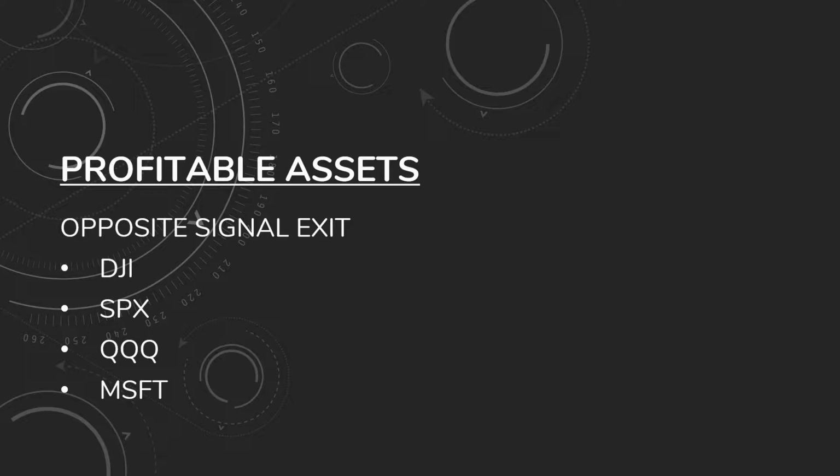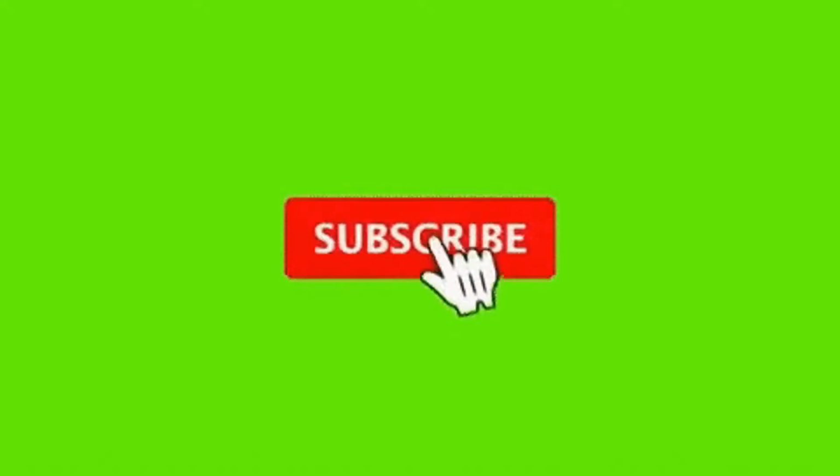Therefore, when trading the Bollinger Band on the assets that we've tested, you should definitely use the opposite signal exit rule for better performance. Savvy traders can go on, test it yourself and explore further into the potential of Bollinger Bands and other assets.